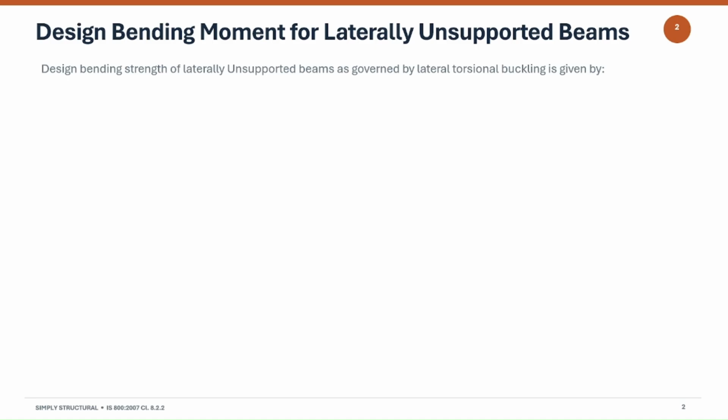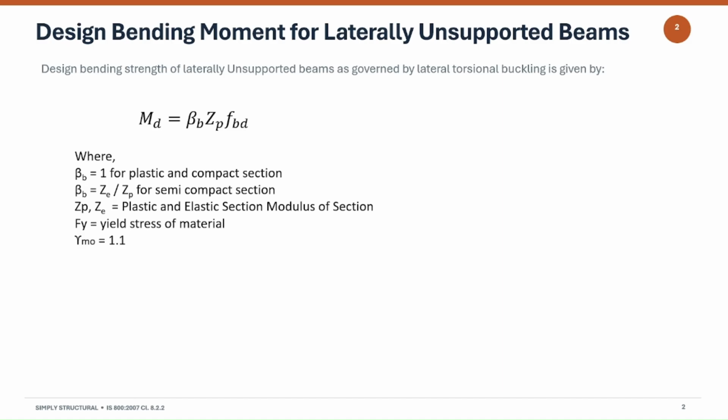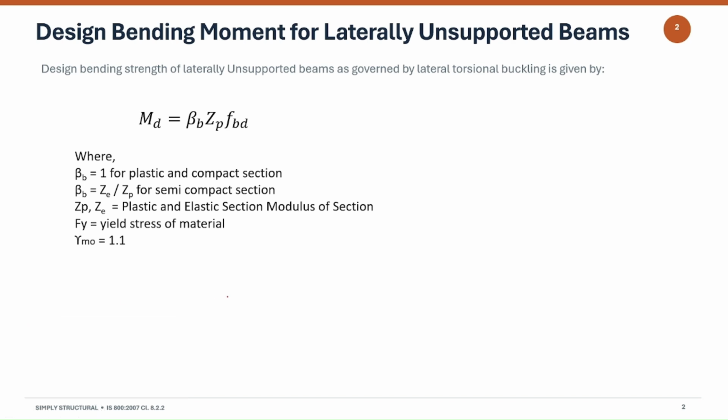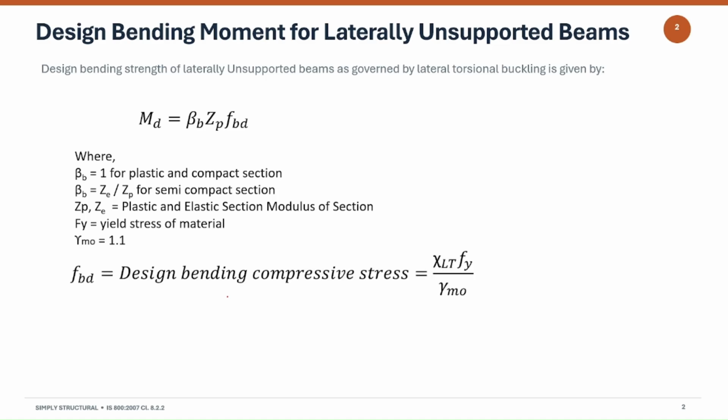As per the code, the design bending strength of laterally unsupported beams as governed by lateral torsional buckling is given by Md = βb Zp fbd. Here in this formula, βb is 1 for plastic and compact sections, and βb is Ze upon Zp for semi-compact sections. Zp and Ze are the plastic and elastic section modulus of the section. fbd is the design bending compressive stress, given by this formula, that is χLT fy by γm0.